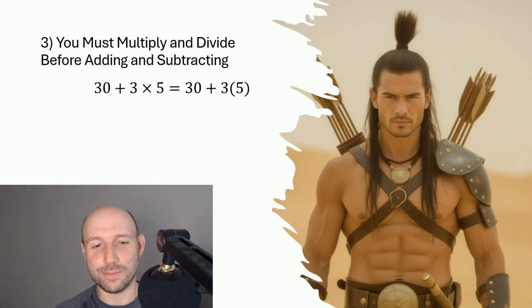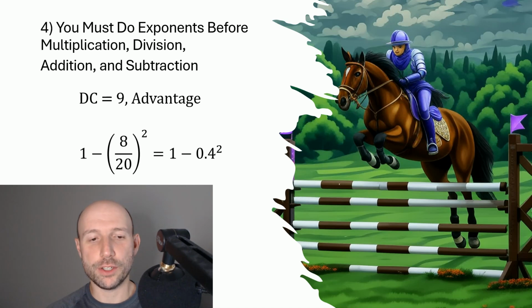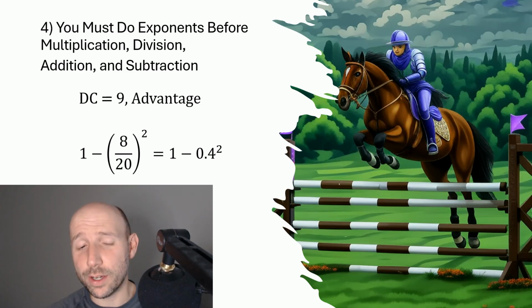Let's move on. Rule number 4, you must do exponents before multiplication, division, addition, and subtraction. Let's say you have to complete a task, which is pretty easy to do. The DC is 9, which means you have to roll a 20-sided dice and get 9 or higher. But you have advantage on this task, which means you roll 2 20-sided dice, and as long as at least one of them is 9 or higher, you have succeeded on the challenge.